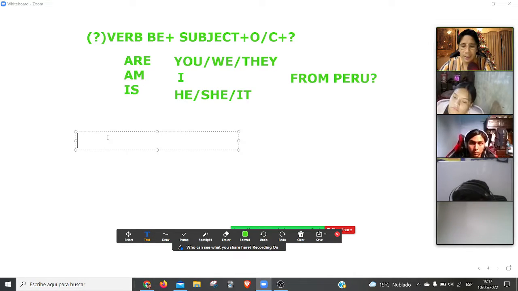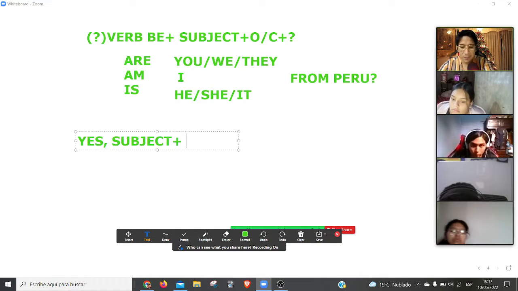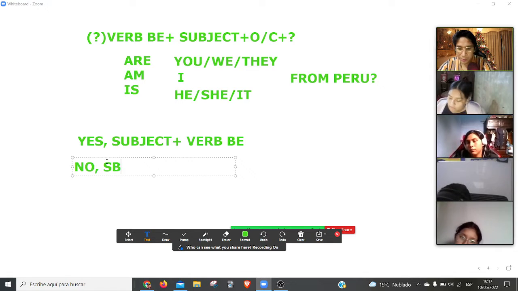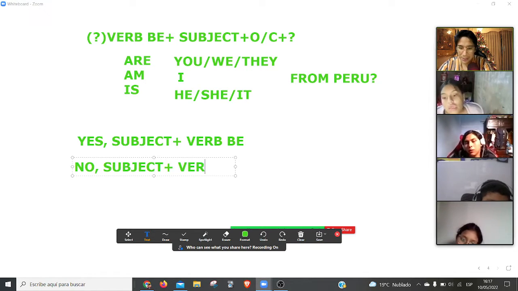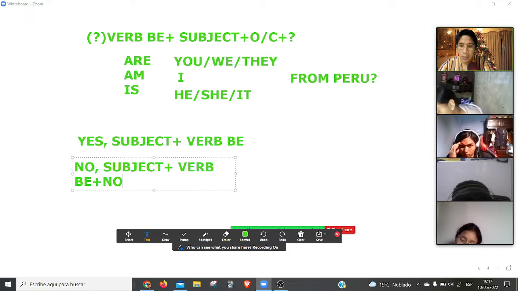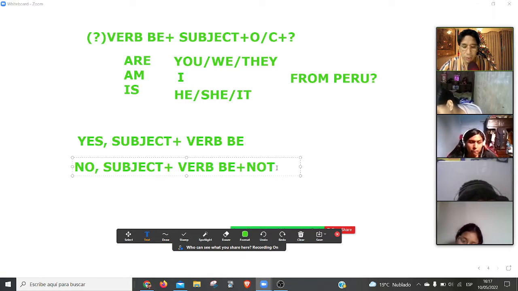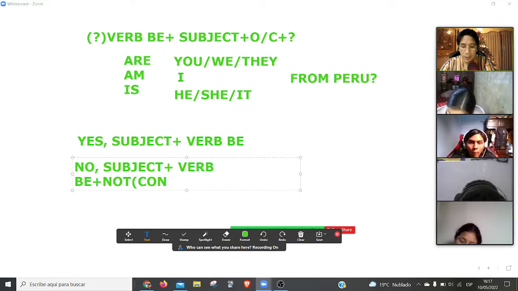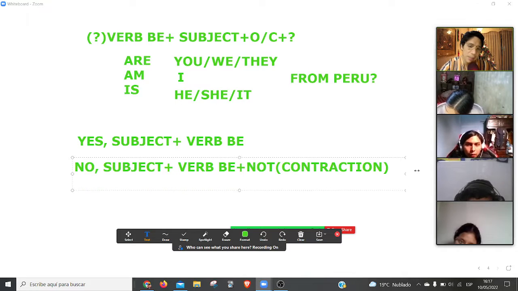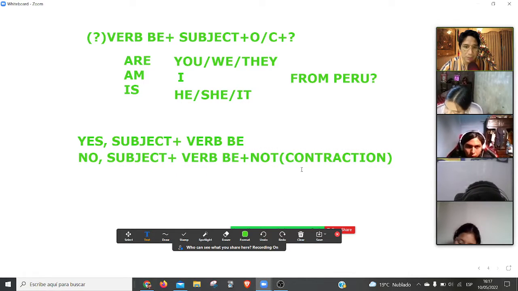¿Cómo responder? You have to write yes. Escribes yes. Escribes el sujeto, el subject, más el verb be. Más el verb be. Okay? And negative, digo no. Subject plus the verb be plus not. Mira, el verbo to be más el not. Pero todo esto tienen que estar en contraction. Si no está en contraction, that's no está mal, está bien. Pero yo te sugiero que escribas en contraction.